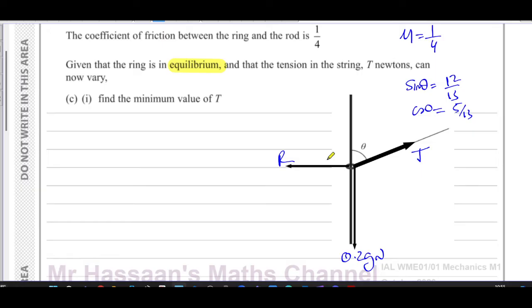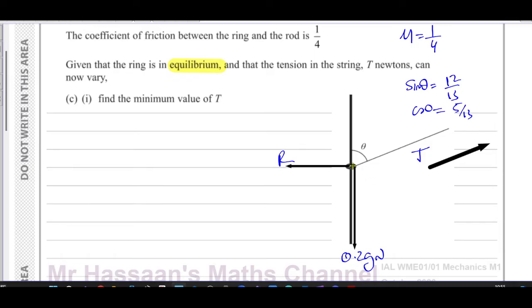Now, what does that mean? Minimum value of T. Okay, so this is a very common type of question in statics. The minimum value of T means the smallest value that T can be such that this thing remains in equilibrium. Now, how do we think about a question like this? Imagine the tension wasn't there. Supposing there's no tension. What would happen to the ring?